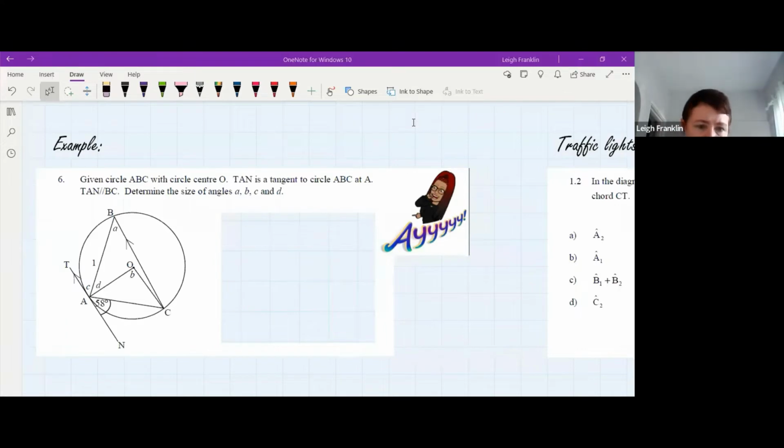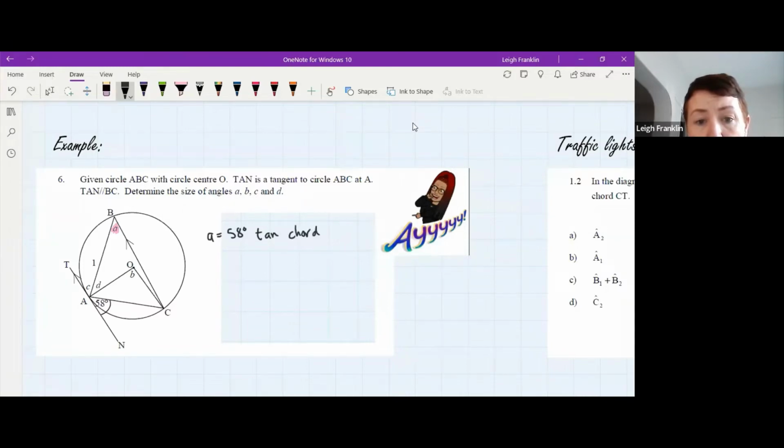All right, so now the first thing that they want us to do is work out how big angle A is, right? So now if we have a look, we can see that angle A is this angle over here. All right. Anybody want to offer an answer for A straight away? It's 58 degrees. It is 58 degrees. Why is it 58? The tan chord theorem. That's it, Jamie. Can the rest of you see that? Yes. You sure? Yeah. Okay.